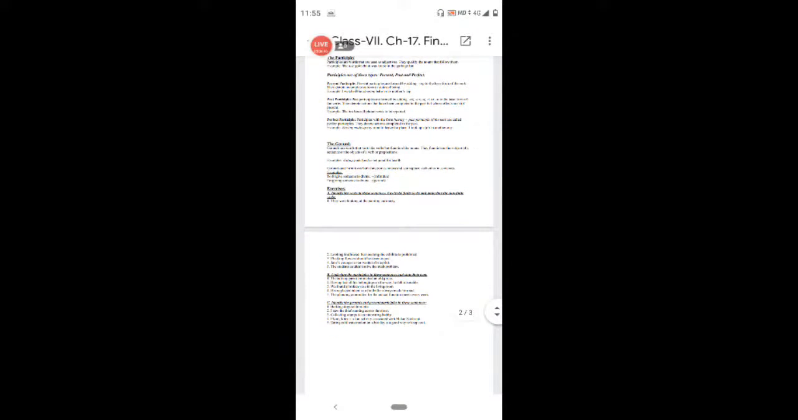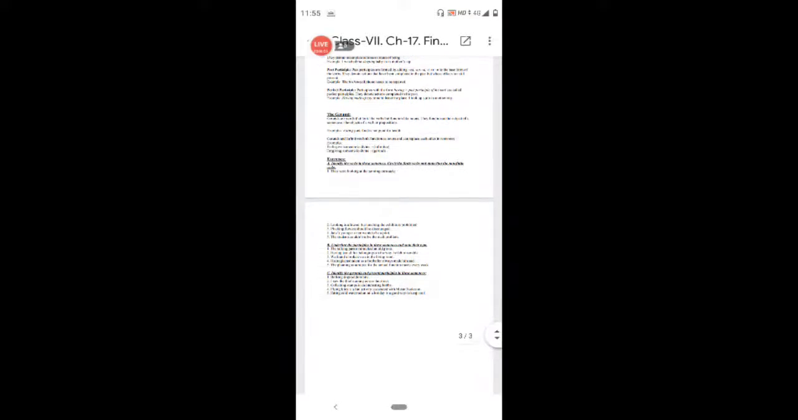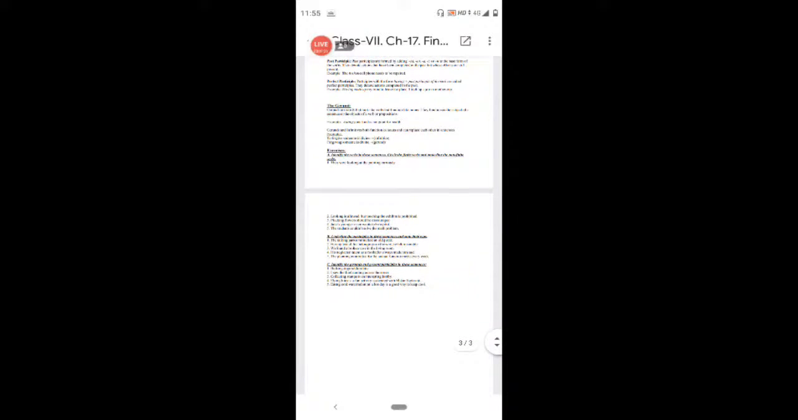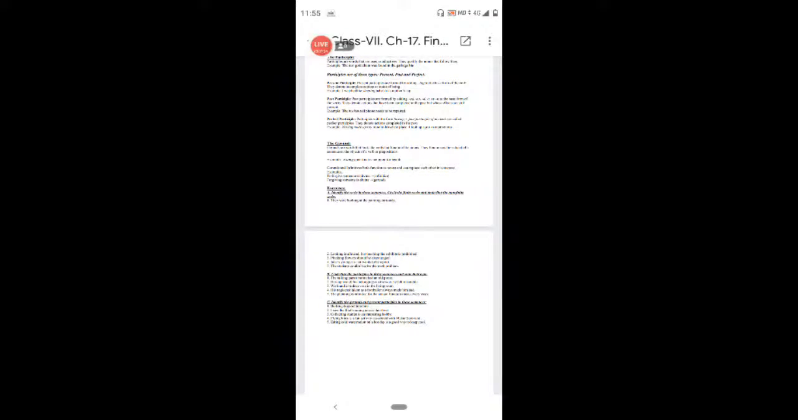Okay. So the perfect participle. The participles with the form having plus past participle form of the verb are called perfect participles. So having plus past participle form of the verb means ed type of verb.